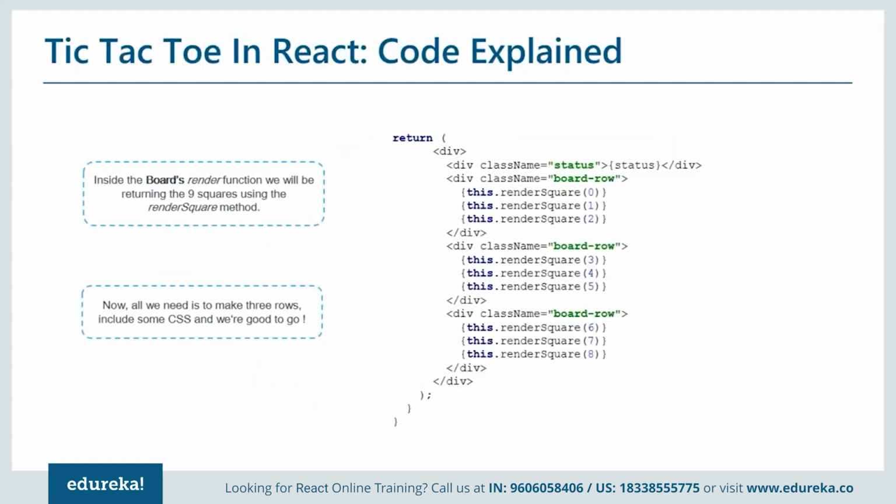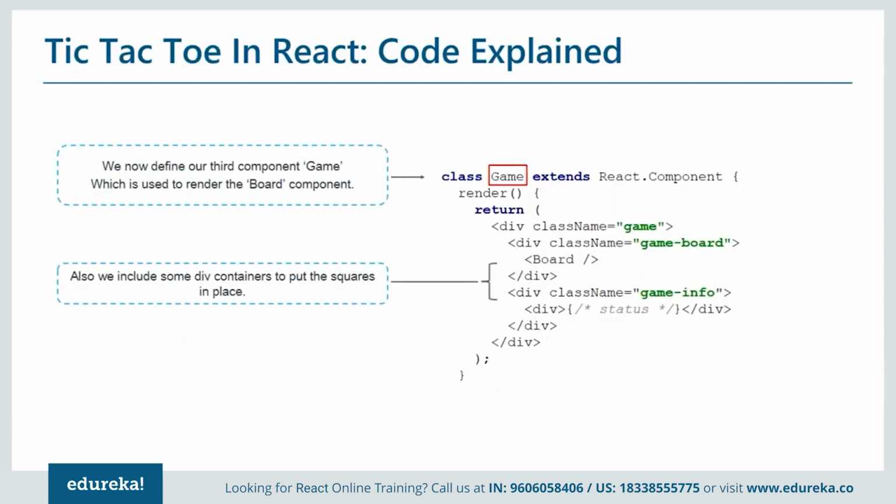Now, inside the Board render function, we return the 9 squares using the renderSquare method. These are the 9 squares 0 to 8, which are rendered on the output screen or on the DOM. All we need is to make 3 rows, so I implemented some CSS, and then we are good to go. Finally, we have the third component, the Game component, which renders the Board component. So in the Game, we are displaying the Board component.